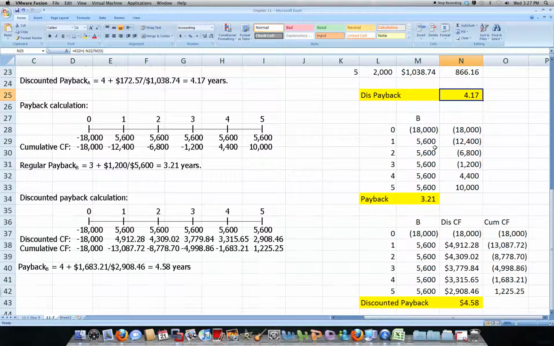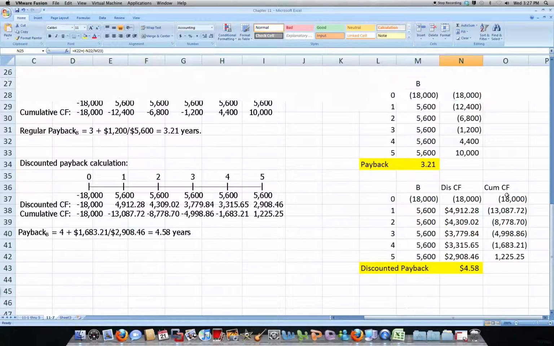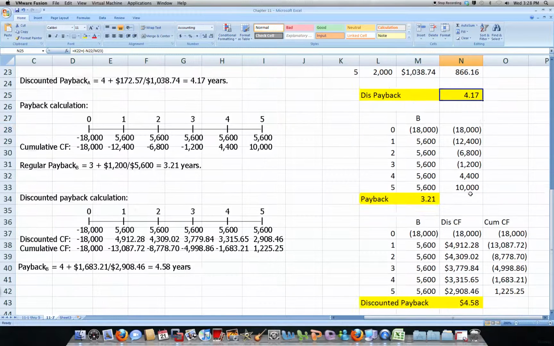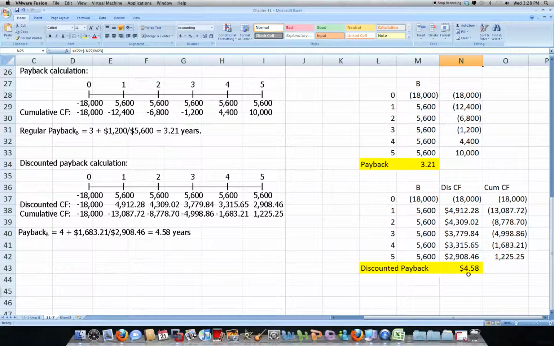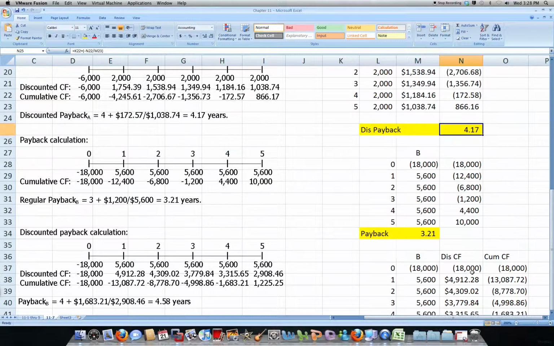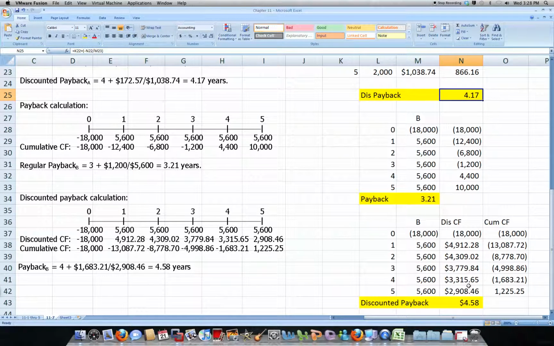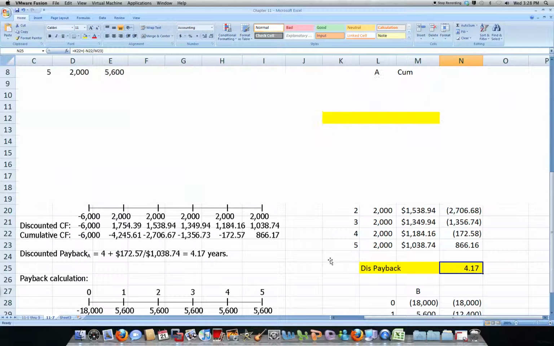Okay, I've done the same thing for B, and we find our payback is 3.21 years. And see, it takes a little longer to pay back than A, which was 3 years. And we find our discounted payback is 4.58 years. Okay, and you see it pays back a little bit longer also. So you see how we discounted each one of these back, and then here's our cumulative. So that's the payback and the discounted payback of each one.